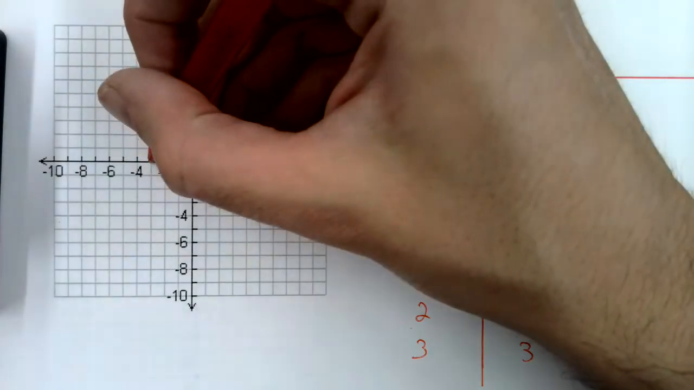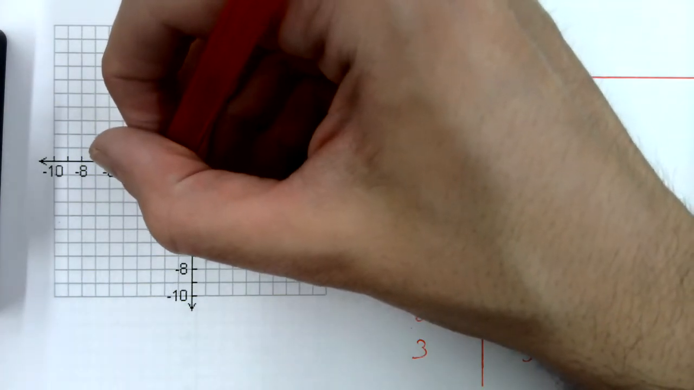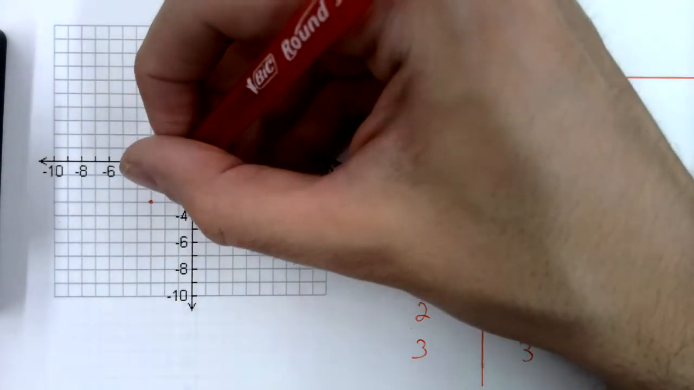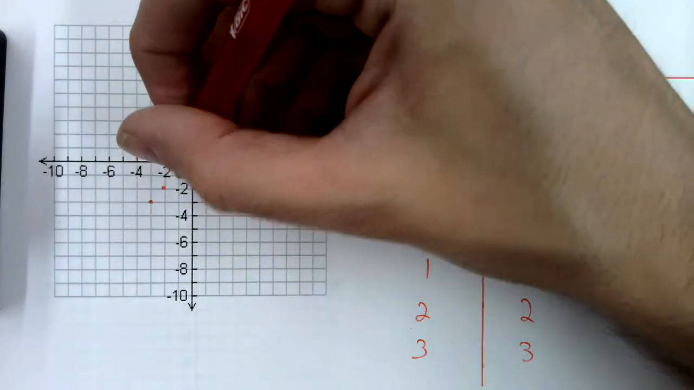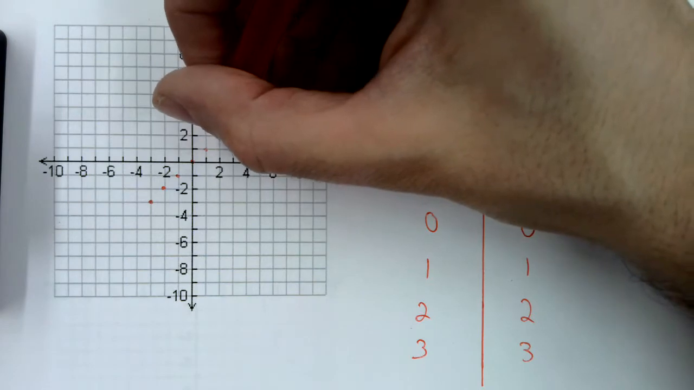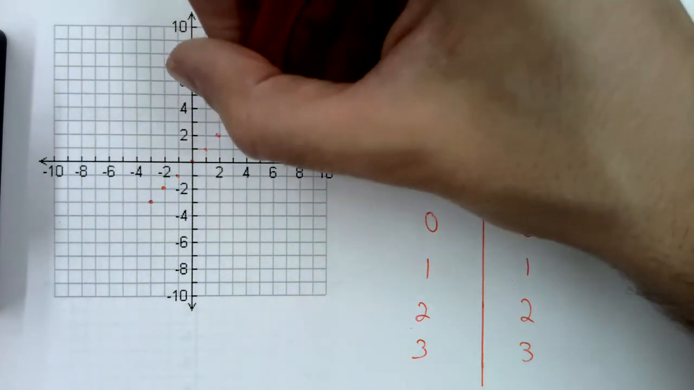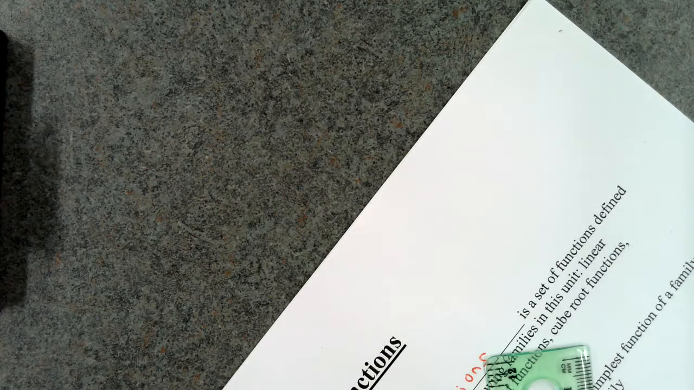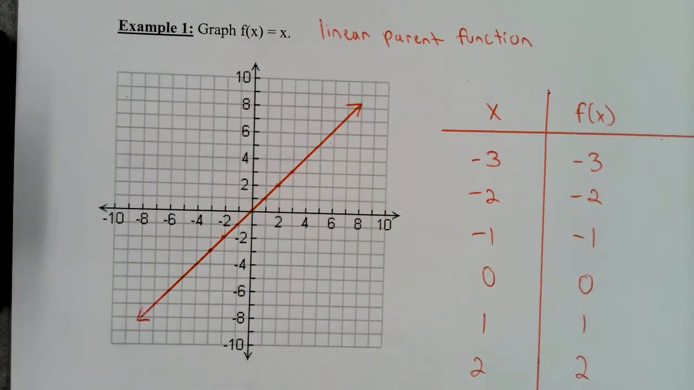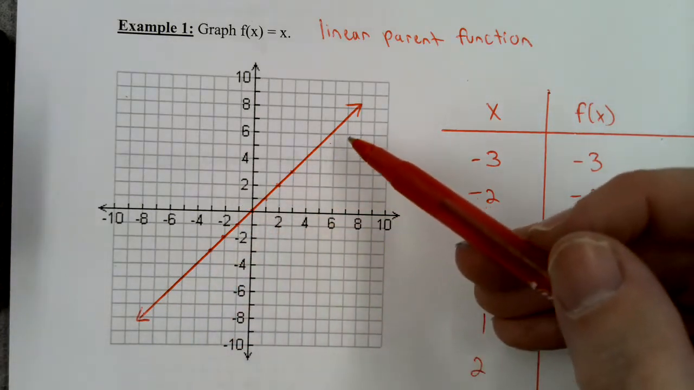Negative 3, negative 3. Then we got negative 2, negative 2. Then negative 1, negative 1. 0, 0. We got 1, 1. We got 2, 2. And we got 3, 3. So let me draw that line. It should look like that. And that is the linear parent function. Every other line that you graph is going to be based off of this.